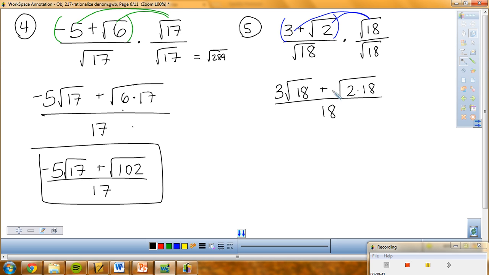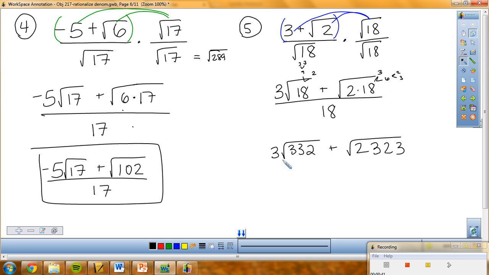We need to, after we multiply, check if we can simplify any of our radicals, and here we can simplify radicals. 18, I know, breaks up into 9 and 2, and 3 and 3. So I have 3 root 3, 3, and 2, plus, here I can break 18 up again. 3 and 6, and 2 and 3. So I have the 2 that was originally there, that we got from the first term. Then my 18 breaks up into 3, 2, and 3. And all of this is over 18.